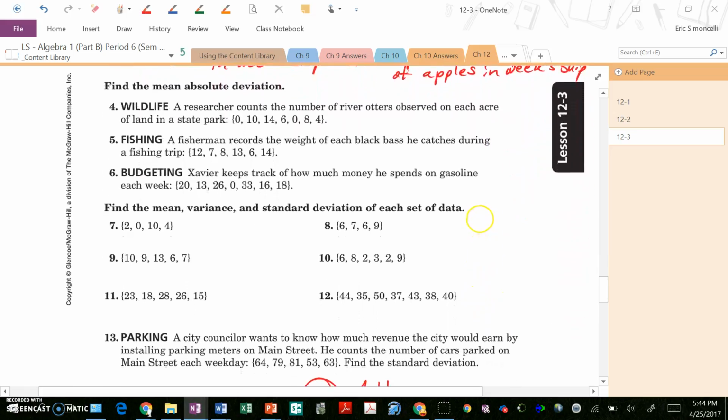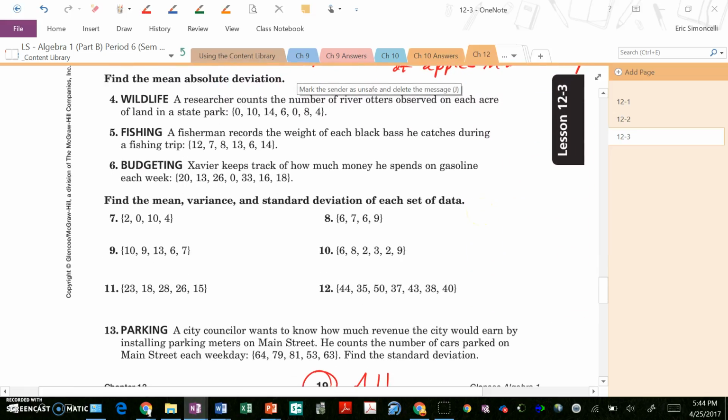Seeing what the mean absolute deviation entails on some of these. I think it would be wise for us to take a look at at least one of 4 through 6. Then we'll talk about 7 through 12 and then even 13. Number 6. Xavier keeps track of how much money he spends on gasoline each week. So we have 1, 2, 3, 4, 5, 6, 7 data values.